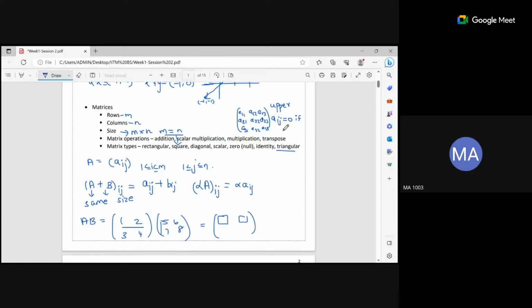And how can you say the same for lower? aij is 0 if i is less than j. So this is how you can define upper and lower triangular matrices. In the 2 by 2 case, for example, this is an example of an upper triangular matrix, and this one is an example of a lower triangular matrix.